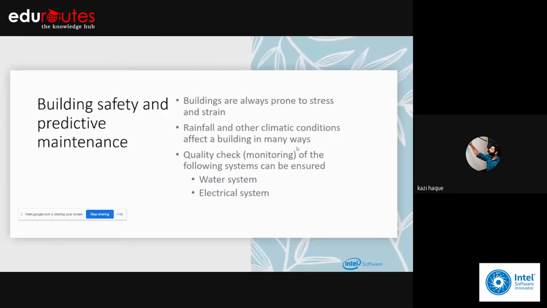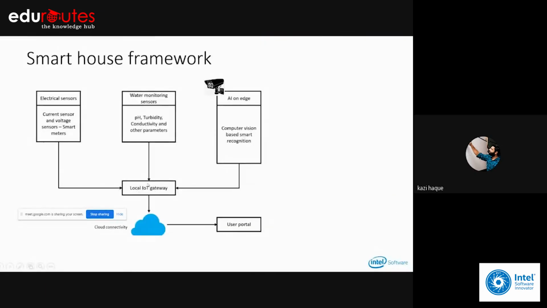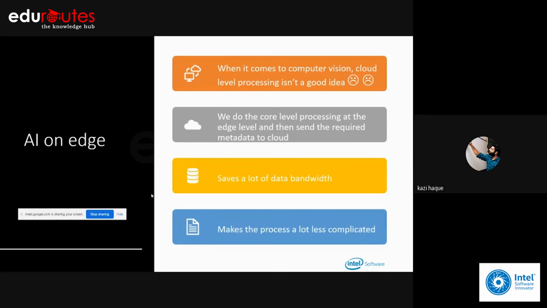In between, if you had kept a local IoT gateway where the processing happens, and if there is a car, only then send that frame to the cloud, wouldn't that have been better? Those frames which have a car, send that data to the cloud, and the cloud will extract the number and do whatever other operations it has to do. So we do the core processing at the edge level. Edge is basically the local level or the local gateway level, and then we send the required metadata to the cloud.